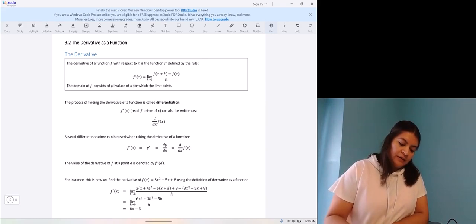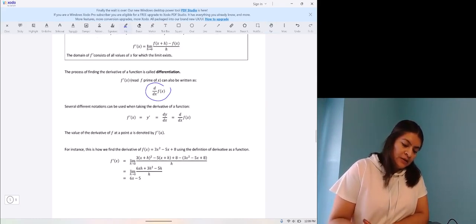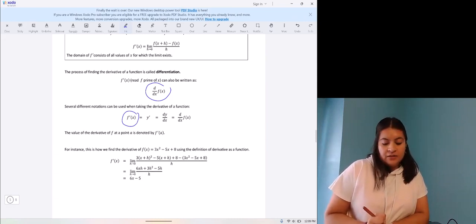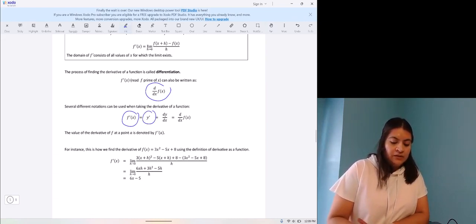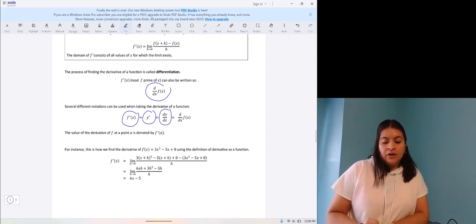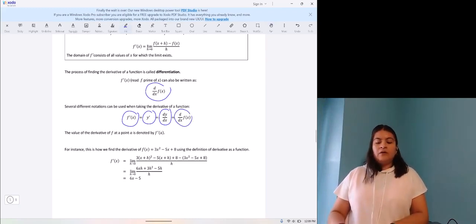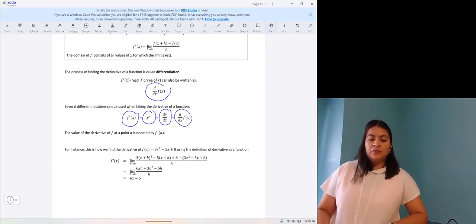So like this one here, this is the derivative of f of x with respect to x. This one you can say f prime of x. This one you can say y prime. This one is dy dx. And again, this one, the derivative of the function with respect to x.